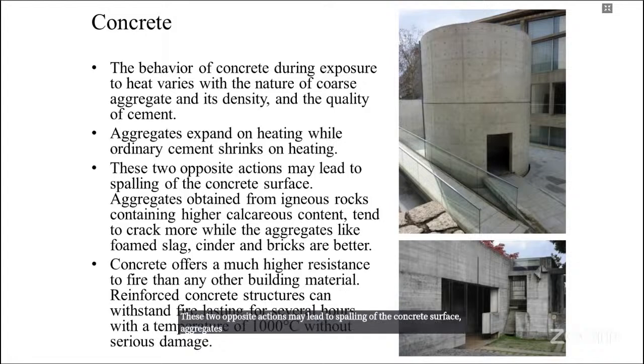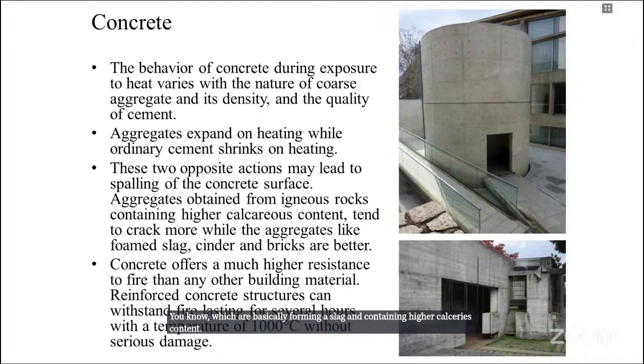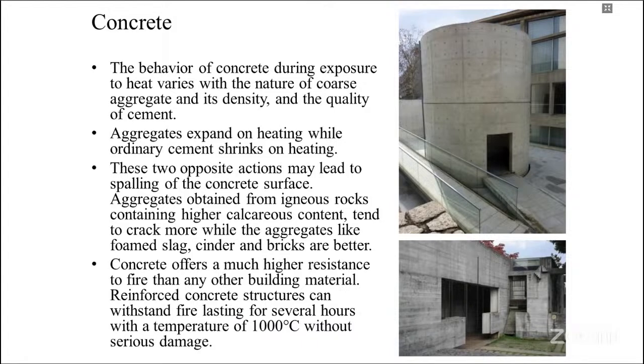Aggregates obtained from igneous rocks containing higher calcareous content tend to crack more, while aggregates like foamed slag, cinder, and bricks are better. So that's why these aggregates are considered better. The ones which form a slag and contain higher calcareous content try to crack more, and the ones made up of bricks and cinder are better when we are talking about this composition.